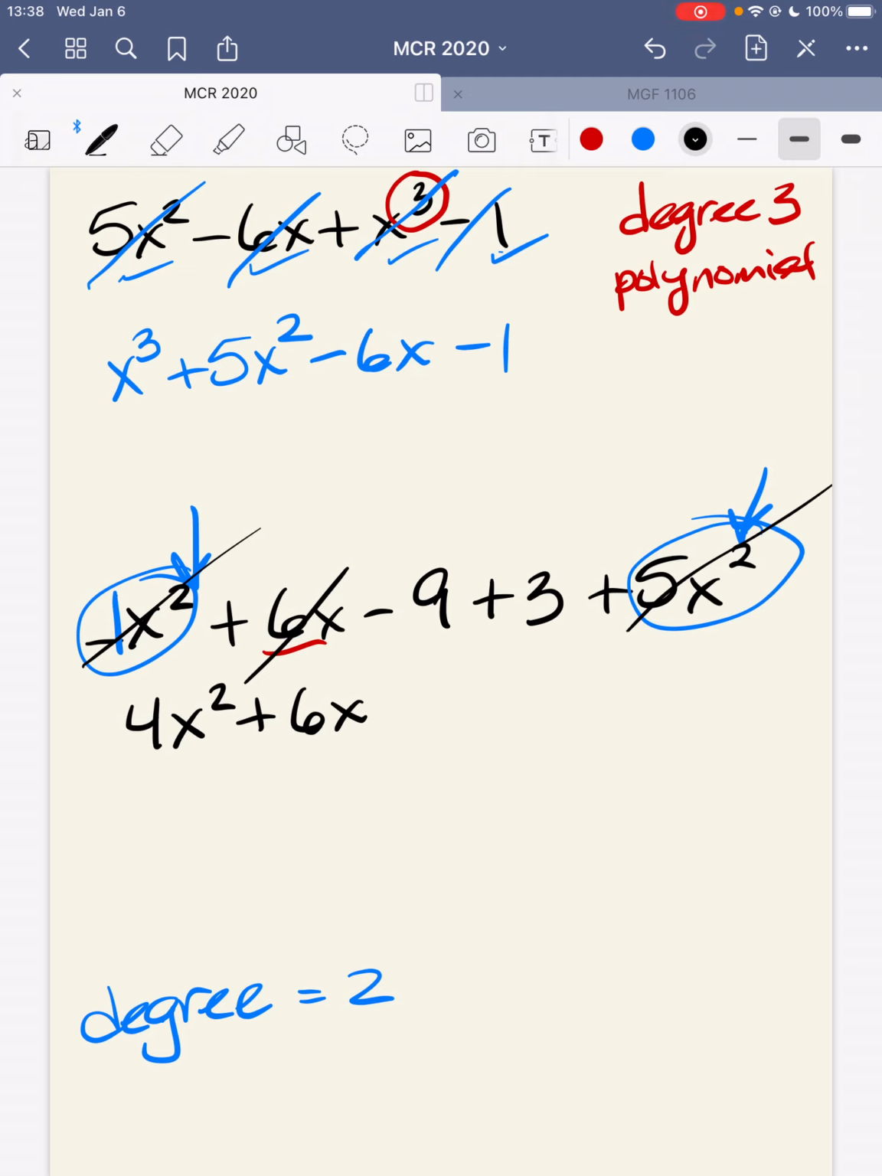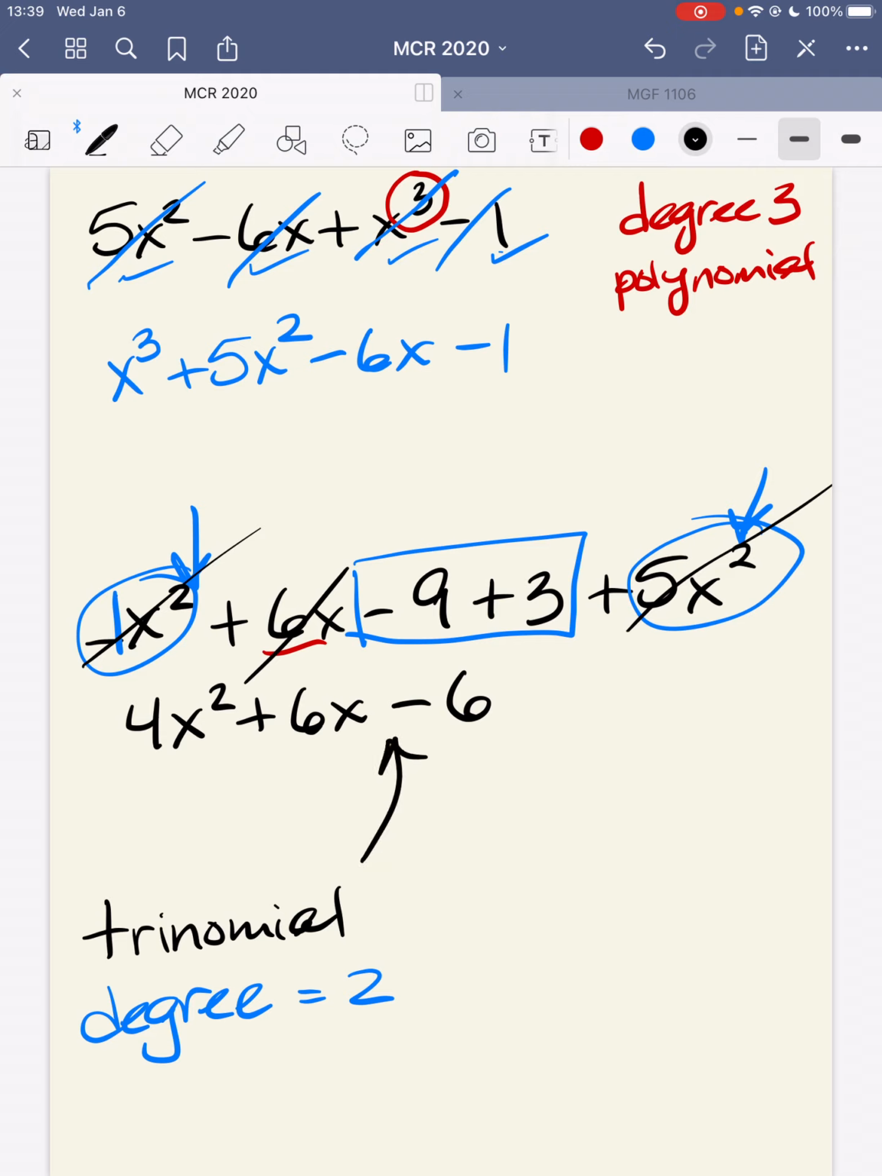And then I have negative 9 plus 3 in the middle. And I can actually go ahead and perform that math. And so I end up with minus 6. All right. So this is a polynomial of degree 2, but it is in the end a trinomial, which it didn't look like it at the beginning because I had all these different terms. But once I combined them, my trinomial became apparent. I only have 3 different terms.